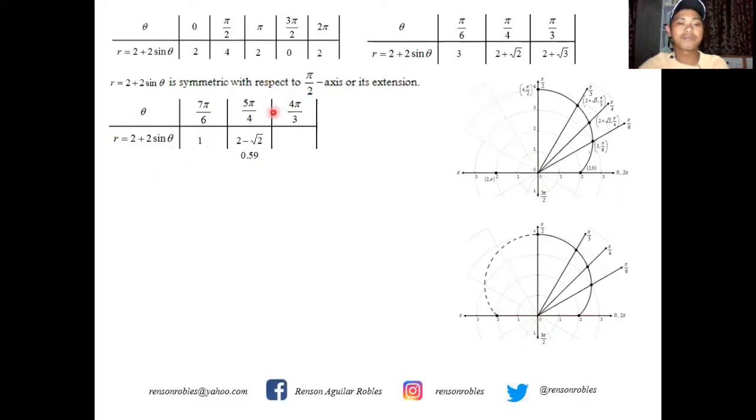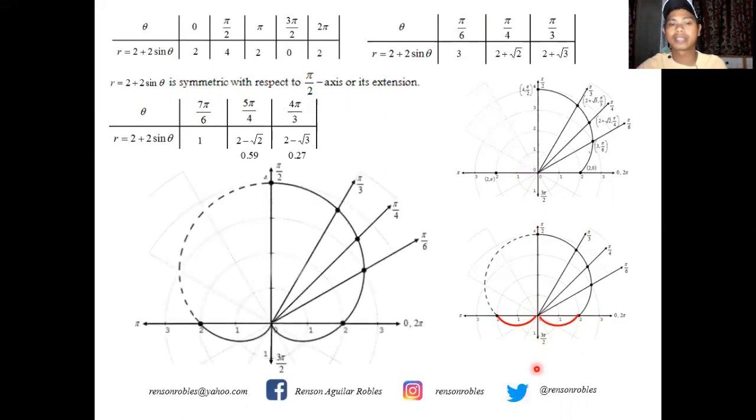Next, sine 4 pi over 3. 4 pi over 3 is located somewhere here. So sine is still negative. Sine 4 pi over 3 is negative square root of 3 over 2. So times 2, that's negative square root of 3 plus 2. So you will have 2 minus square root of 3. And this is approximately equal to 0.27. So that's 2 minus 1.73. And then we set these points here. So we have this part of the curve. And since this is symmetric with respect to this line, you just show reflection over this angle. So that completes the cardioid r equals 2 plus 2 sine theta. And it will look like this.